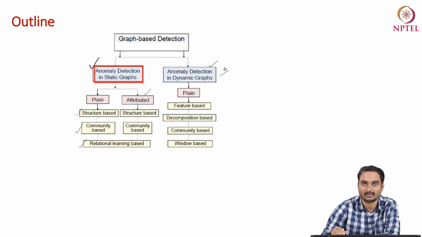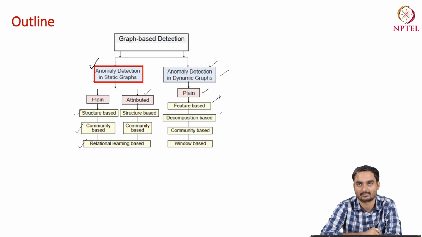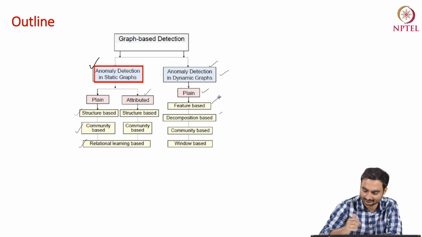With respect to the dynamic graphs, we will again look at plain dynamic graphs, feature based and decomposition based approaches: how we can decompose a network into subnetworks and look at the changes in behavior of networks in subsequent time periods, and based on that detect anomalous entities which should not have been there, but due to some behavioral change exist in the network.